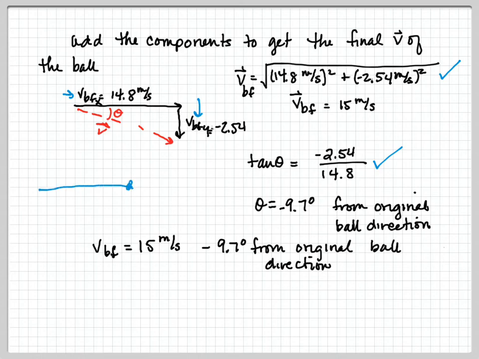The ball comes in, they collide, the pin heads off that way, the ball heads off that way, which is what we would think. And here's our final answer right here. We get just about 15 meters per second at minus 9.7 degrees from the original ball direction. So there you have it. That's how you work the momentum with collisions and angles.